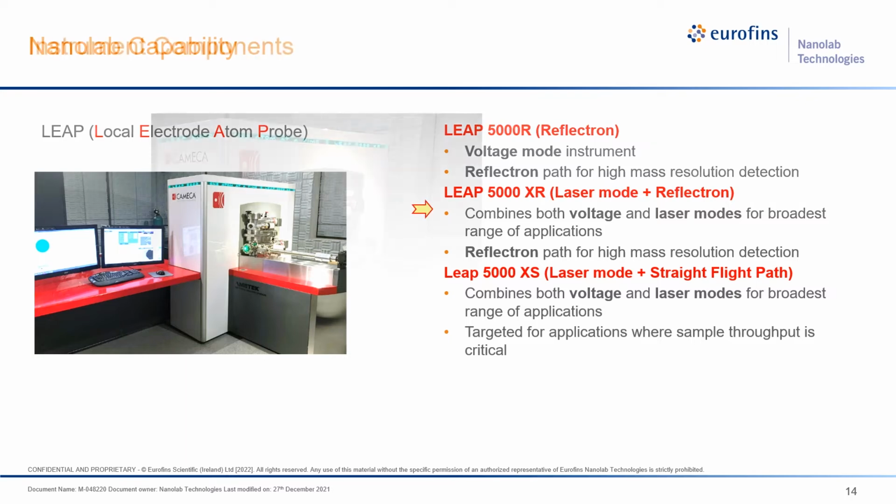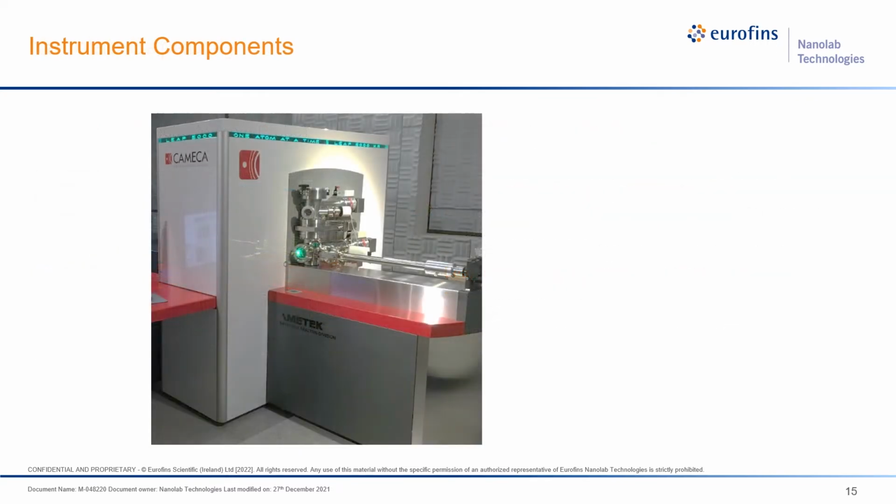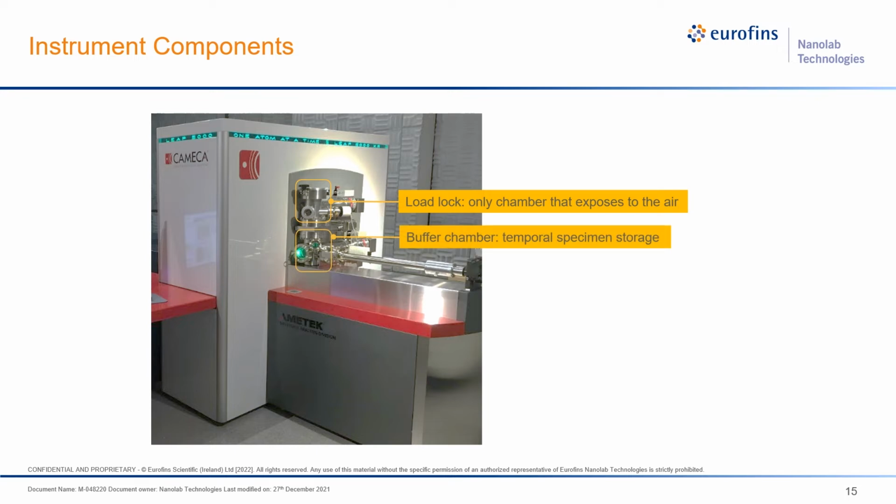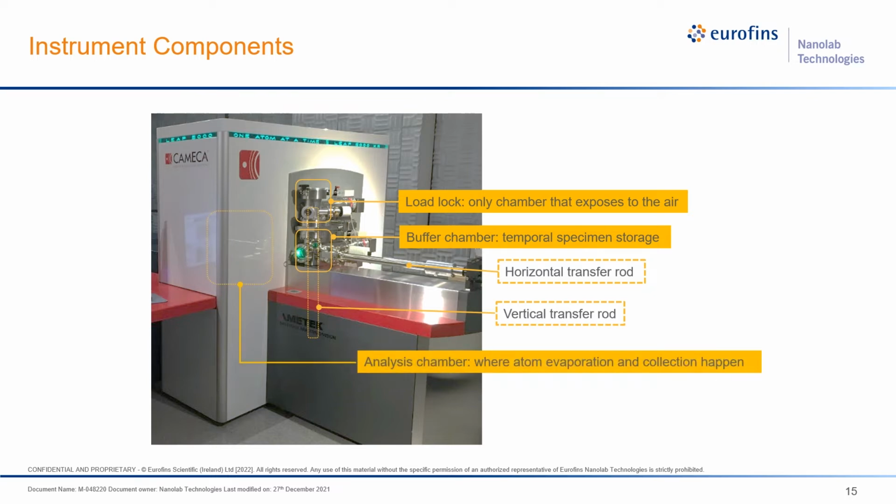So now let's talk a little bit about the system itself. It contains multiple chambers. The first one is the load lock, which is the only chamber which is ever exposed to the ambient, and it's used to load the samples or the specimens in and out of the system. Below the load lock is the buffer chamber, which is used for specimen storage, and there is a horizontal transfer rod and a vertical transfer rod which is used to transfer samples between the load lock, the buffer chamber, and the main analysis chamber where the actual data acquisition happens.